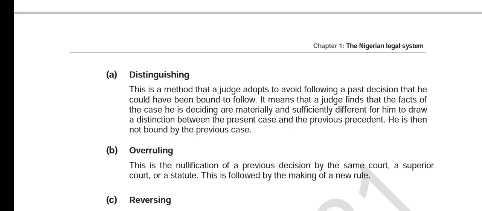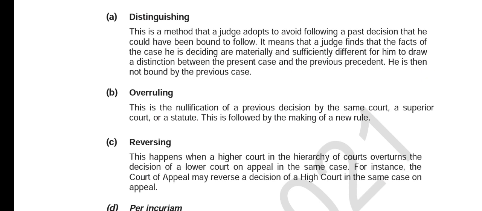It's like he's checking to see if what has been decided before truly reflects the matter on hand now. So it's not like he wants to follow exactly, but he wants to confirm if it follows. That is distinguishing. He's trying to distinguish the matter between then and now, if it is sufficiently and materially enough.